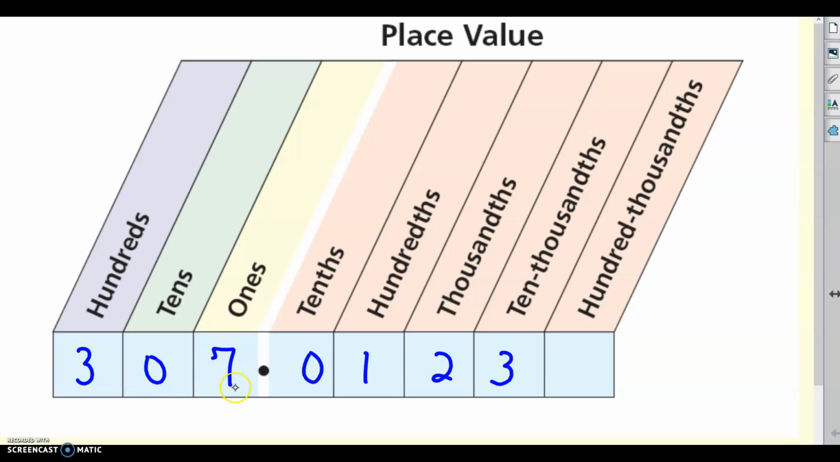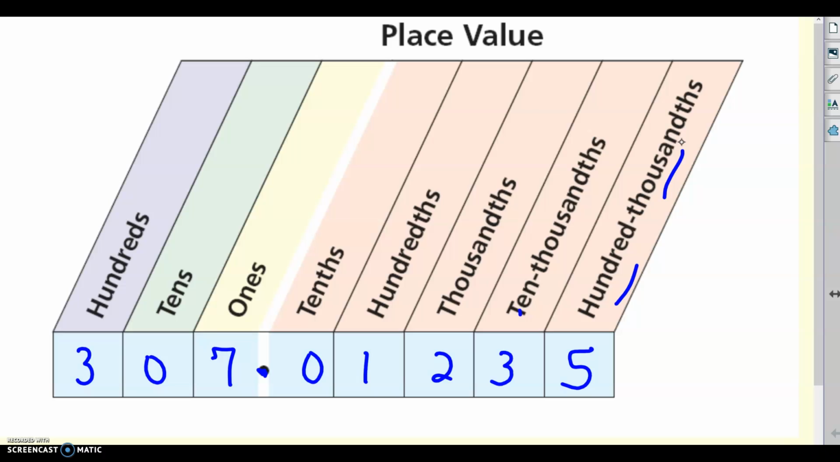So you've got 307, and then we would just read the other side of this. 123, and because that 3 is in the 10,000ths place, we would say 10,000ths. So 307 and 123 10,000ths. If I had another number here, say I had a 5 in that last 100,000ths place, now I would read it 307 and 1,235 hundred thousandths.